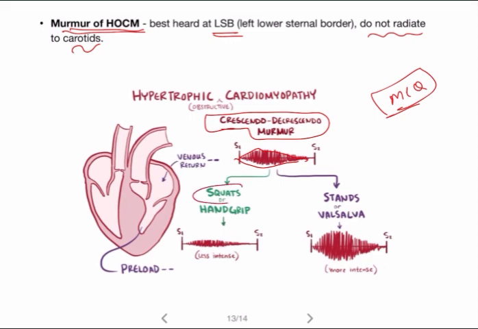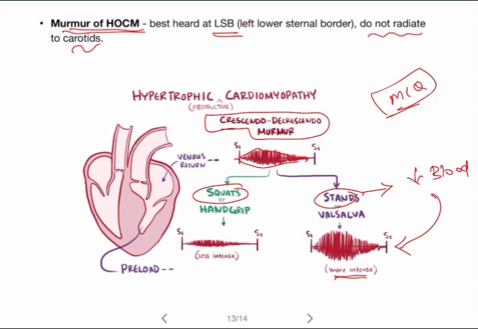Its effect on squatting and standing: standing decreases blood, which causes the murmur to be more intense because there is less blood. More blood increases all murmurs except MVP and HOCM.